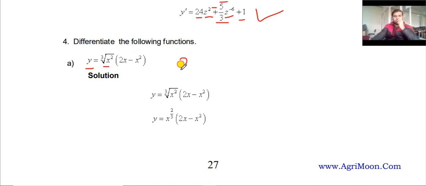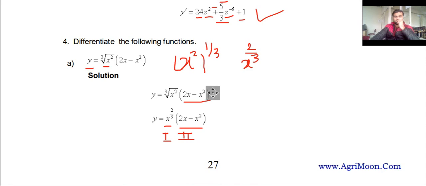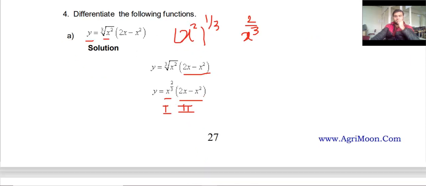So we write here x square, and cube root means its power is 1 by 3. So x, it is 2 into 1, that is 2, divided by 3. So it becomes x to the power 2 by 3. And the second function, you have to write this. So x to the power 2 by 3 is your first function, and 2x minus x square is your second function. So it is the product of two functions.